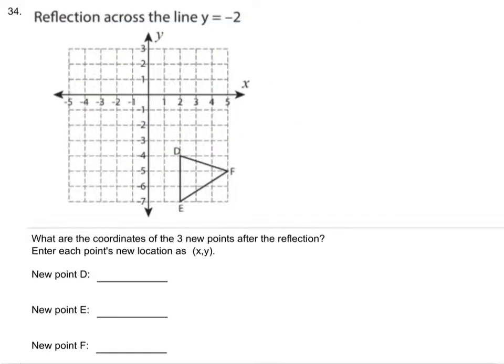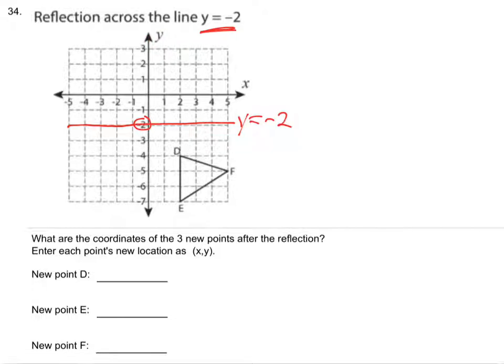Okay, let's go to 34. Now we're going to reflect across lines. So we're going to reflect across the line y is negative 2. So the first thing we've got to do is get the line y equals negative 2 on our graph. So that's the line that hits the y-axis at negative 2. That's this point right here, right? So boom. There's the line y equals negative 2. It goes through the y-axis at negative 2.